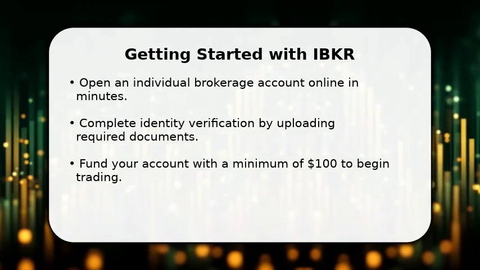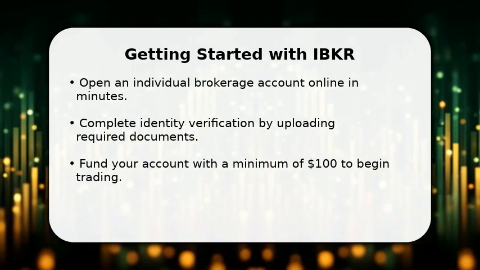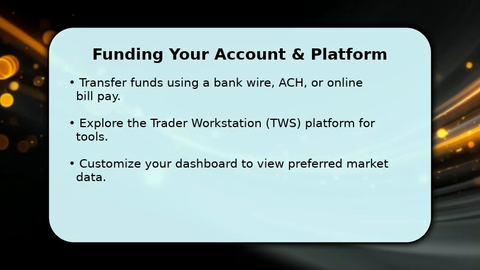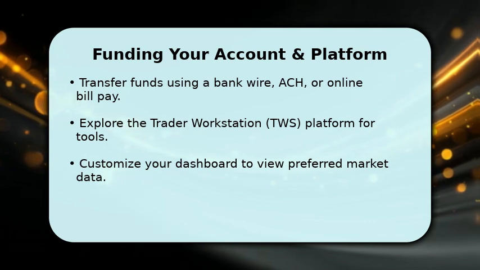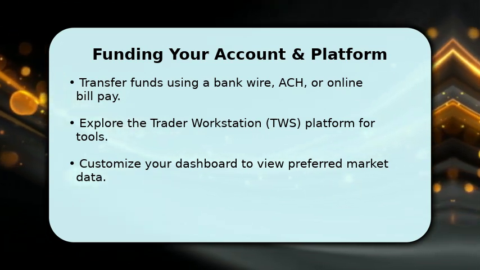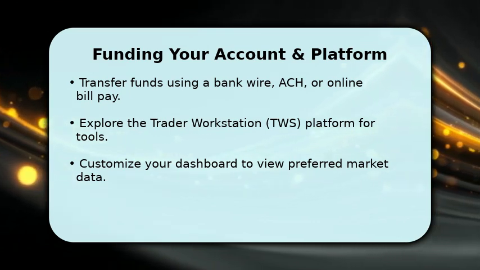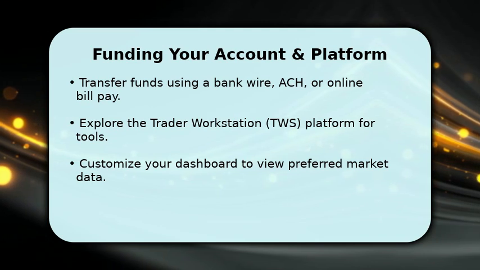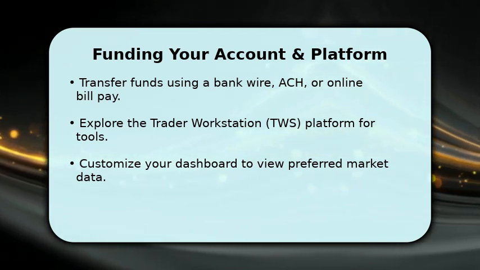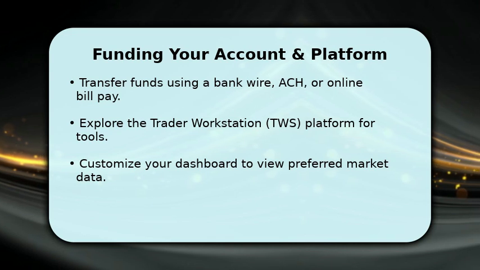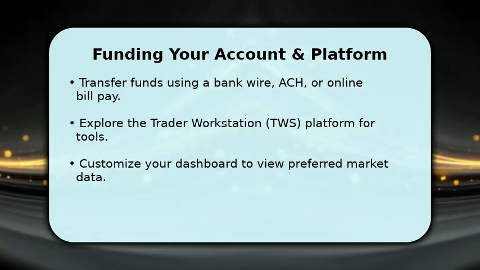Once approved, link your bank account to fund it, typically with a minimum of $100 to activate trading. After your account is set up, you can easily fund it through various methods like an ACH transfer or a bank wire. Once funds arrive, download and log into the Trader Workstation or TWS platform. Take some time to familiarize yourself with its powerful features and customizable layouts. You can arrange your workspace to display real-time quotes, charts, and news feeds, tailoring it to your specific trading style.